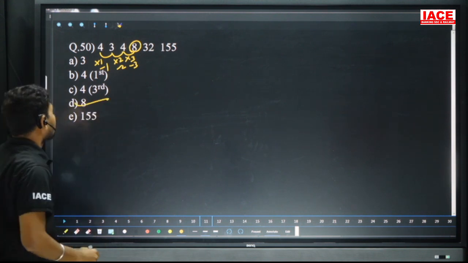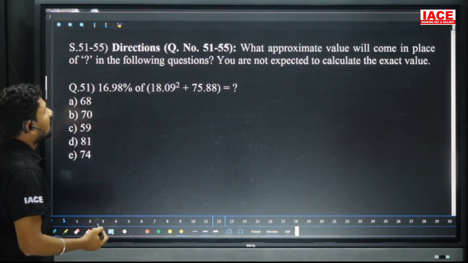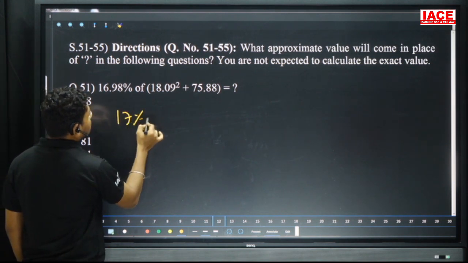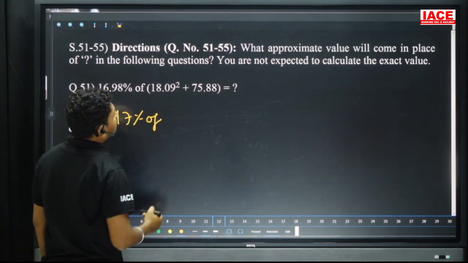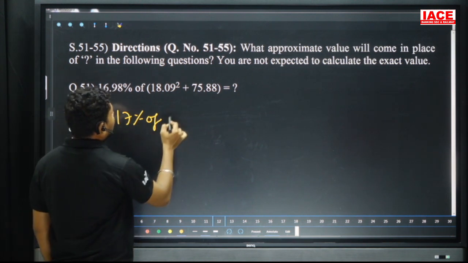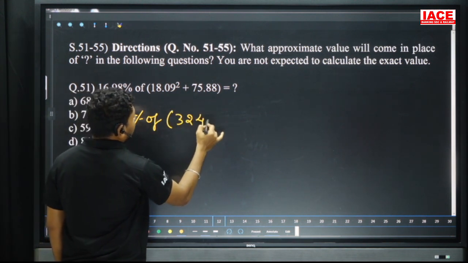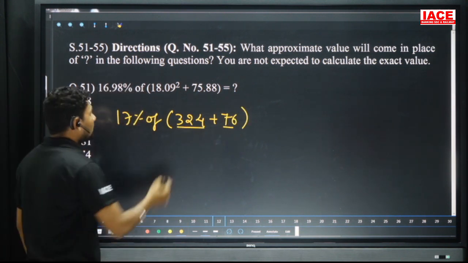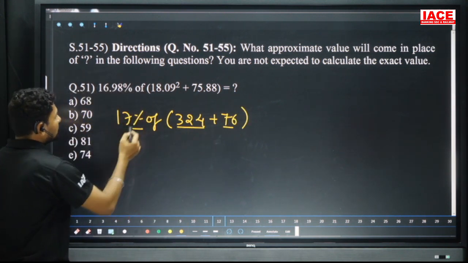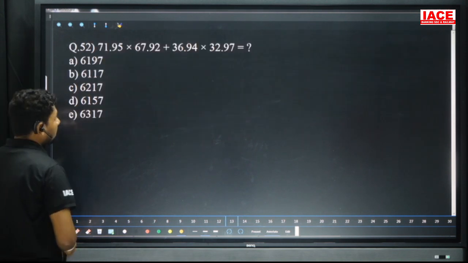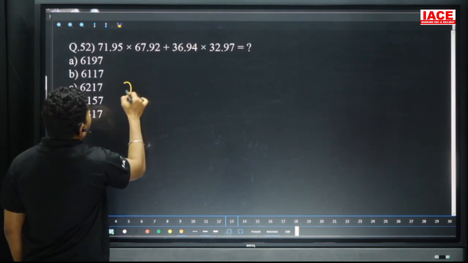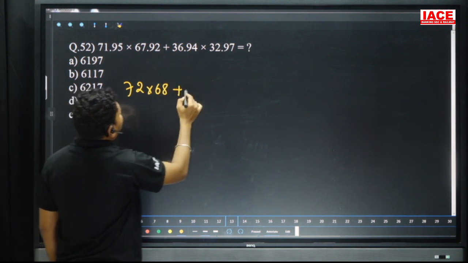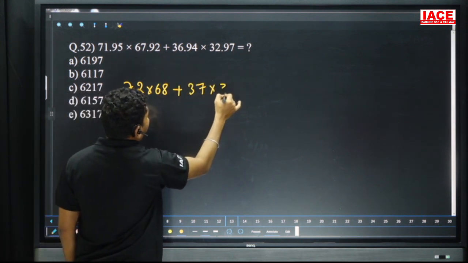Option is D. Next, we have a simplification approximation based question. 16.98 percentage we can write 17 percentage of 18.09 square we can write 324 plus 76. 76 plus 324 is 400. 400 percentage wise, 2 zeros cancel, 17 4s are 68. Our option is A.